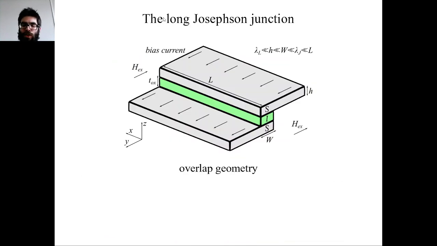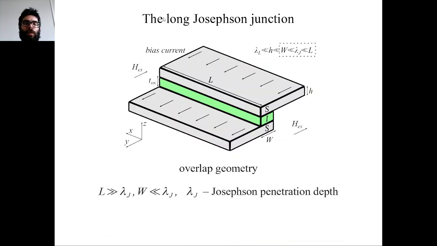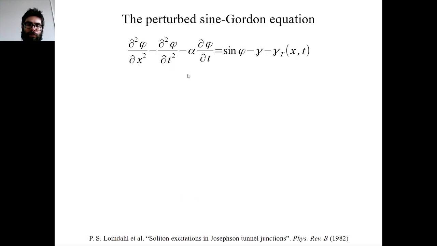A long Josephson junction is a device which has a length parameter much larger than a characteristic length scale known as the Josephson penetration depth, and a width parameter which is much smaller than that. In particular, the overlap geometry is shown here.